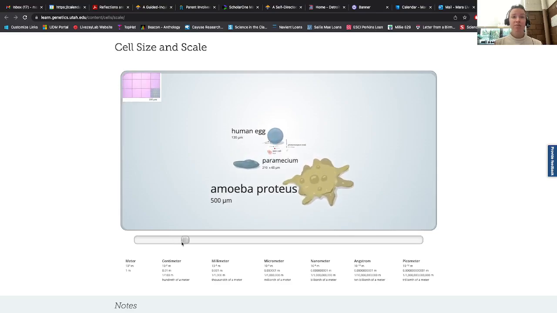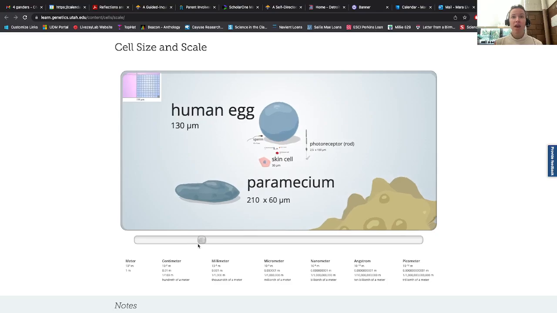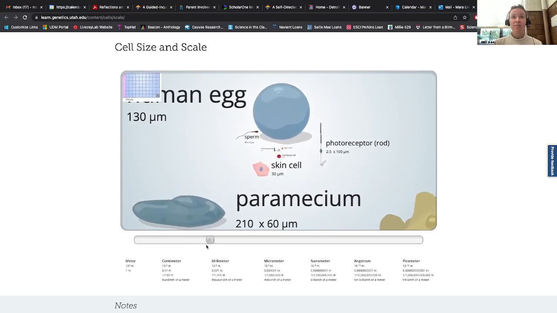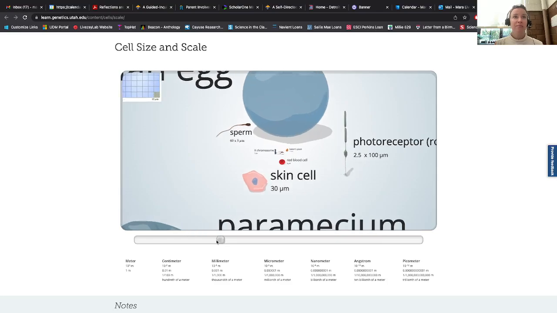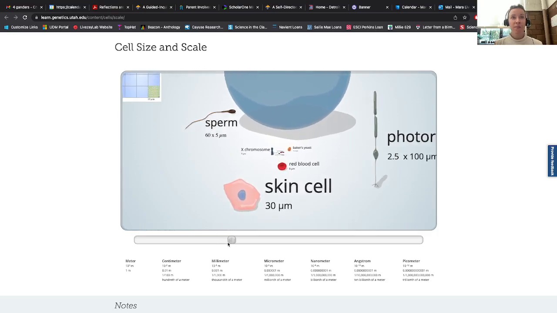Now let's go from centimeters to millimeters. Now we can start to see some human cells, a human skin cell, a human egg cell, a photoreceptor, a sperm, for example. And here we are at smaller than millimeter length. We're at 10 micrometers, it looks like.